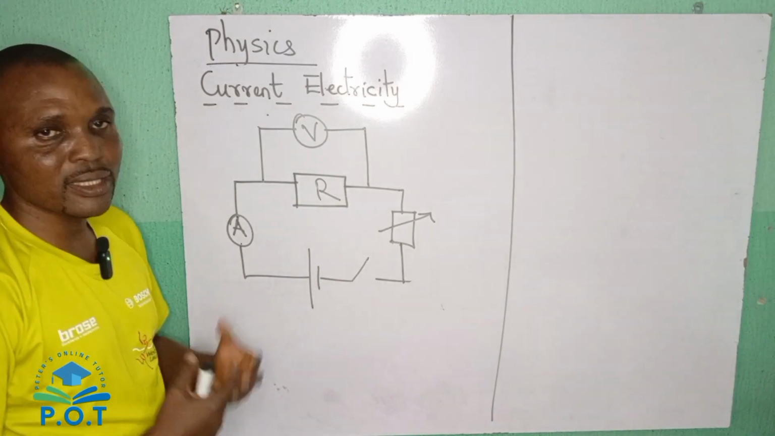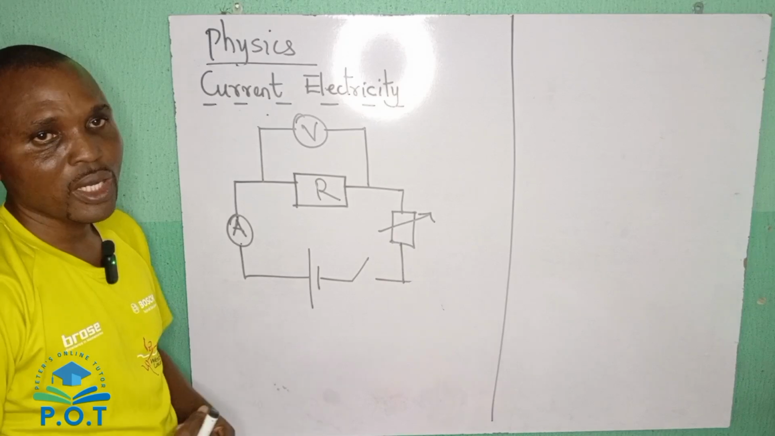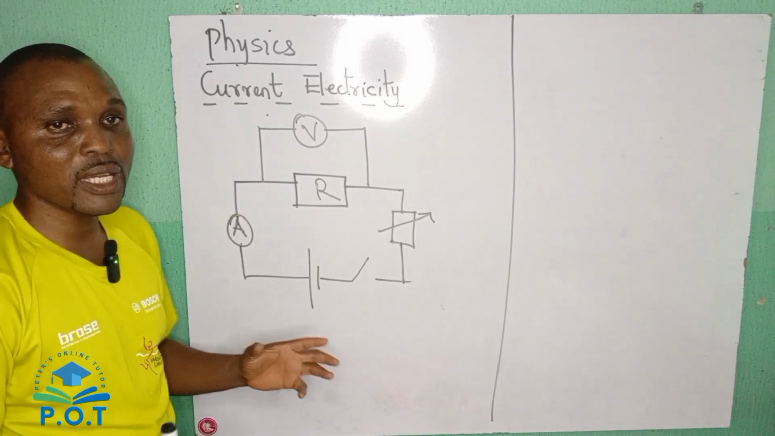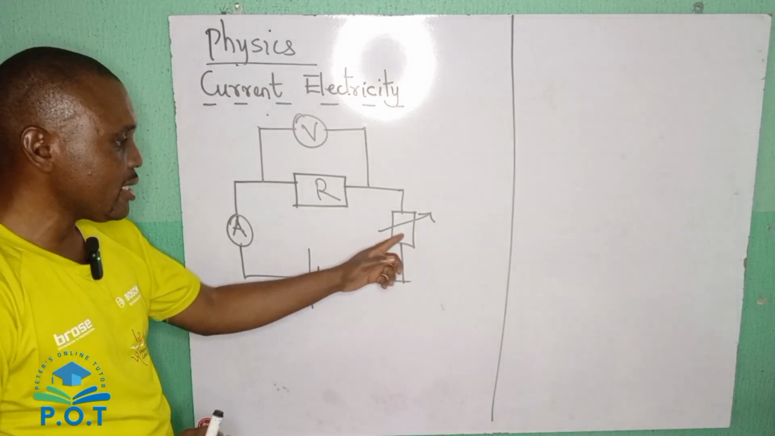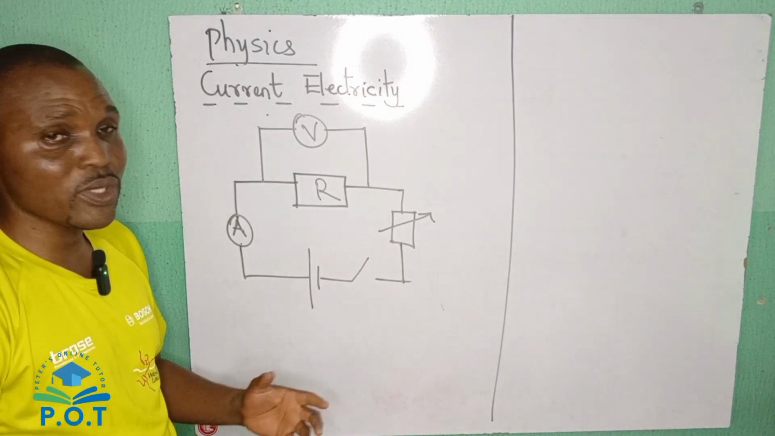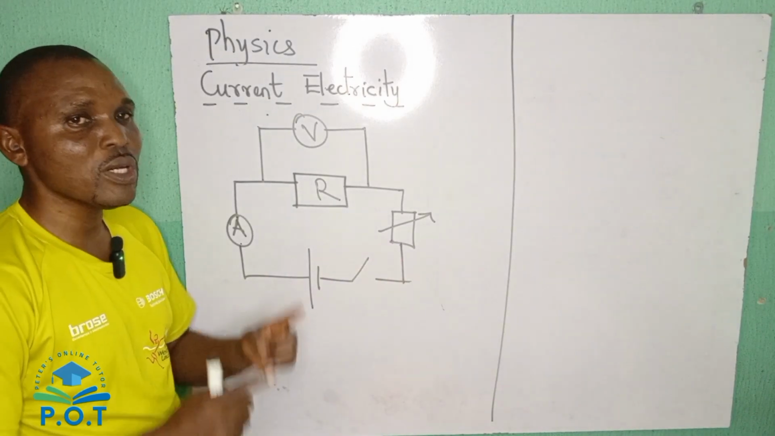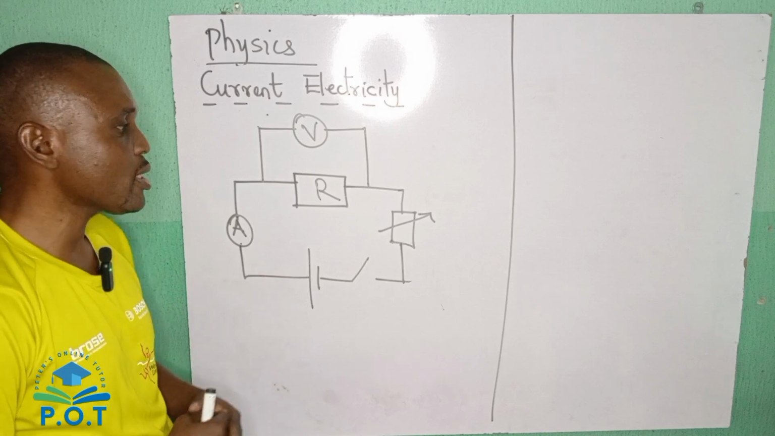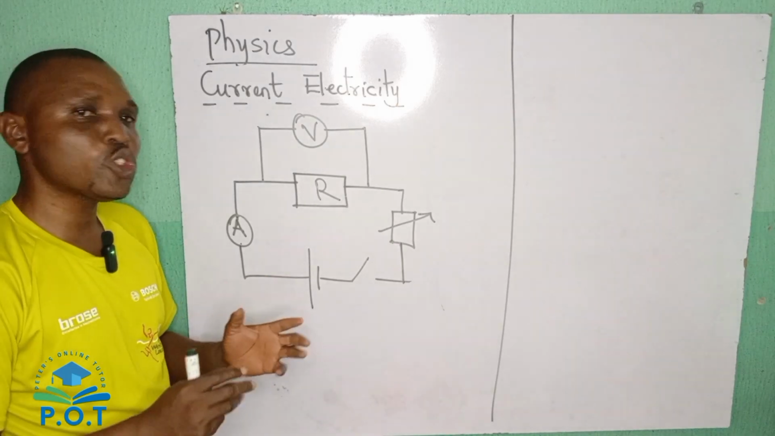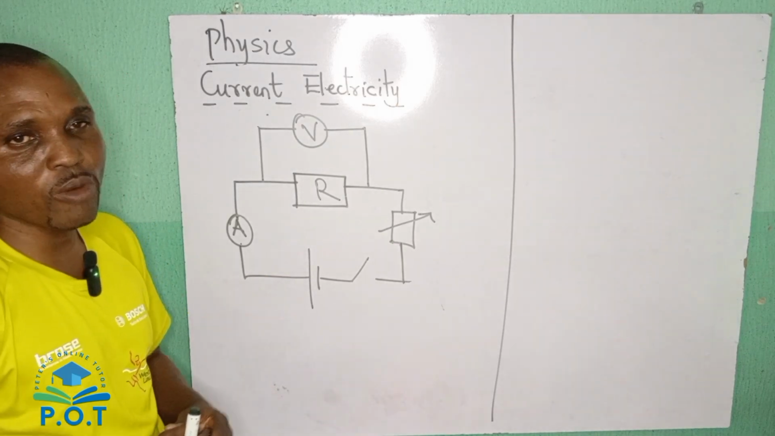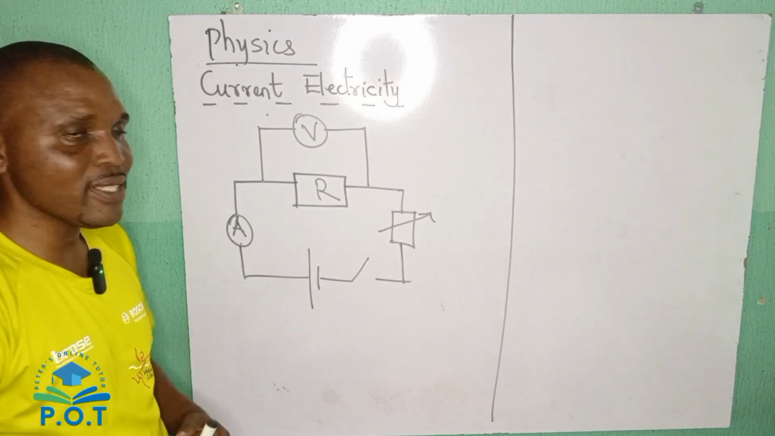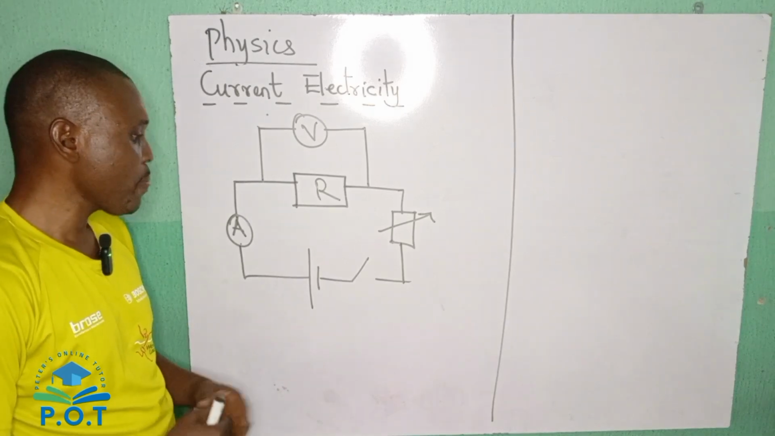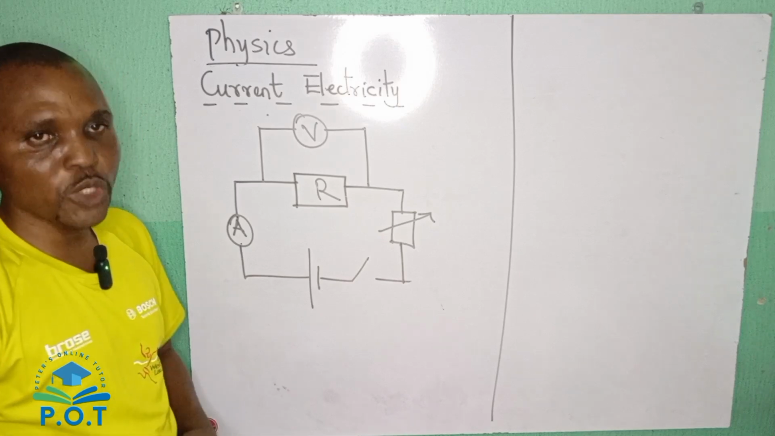Now this is the resistor. The resistor is constructed to give a value or an amount of resistance. Now this is called the rheostat. The rheostat is a variable resistor that controls the value of current by either increasing or decreasing the resistance. Okay, now this is called the switch or the key.